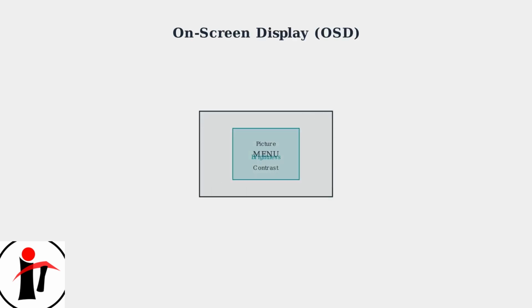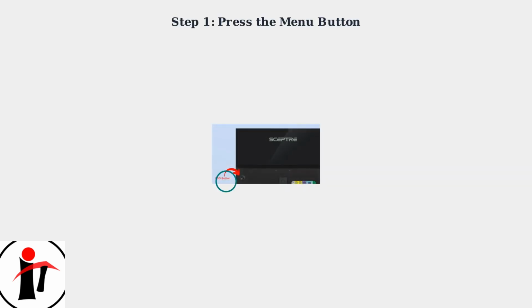To adjust brightness on your Sceptre monitor, you'll use the on-screen display, or OSD, system. This is a built-in menu interface that gives you control over all display settings. First, locate the menu button on your Sceptre monitor. It's typically found on the back or side of the monitor, often labeled clearly.